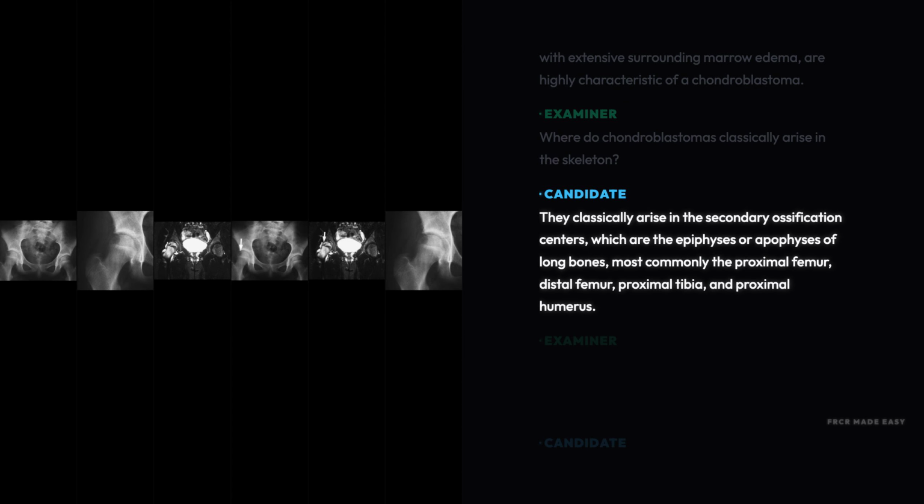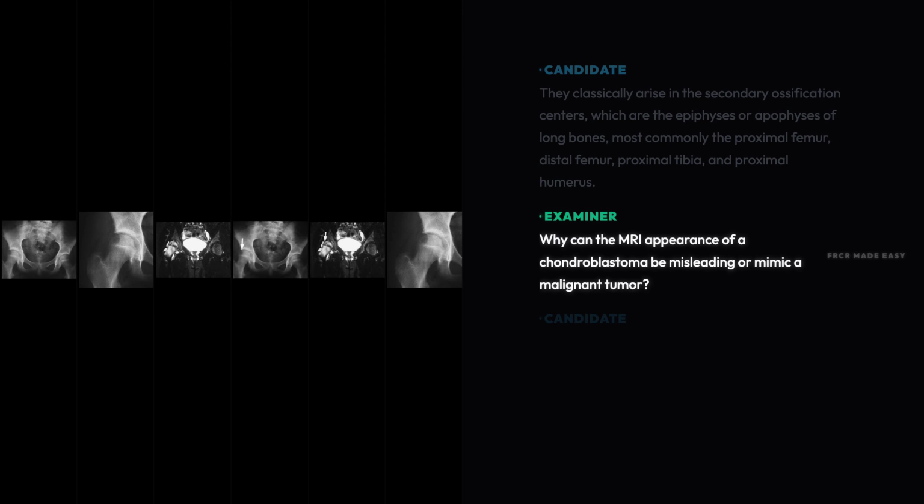They classically arise in the secondary ossification centers, which are the epiphyses or apophyses of long bones, most commonly the proximal femur, distal femur, proximal tibia, and proximal humerus. Why can the magnetic resonance imaging appearance of a chondroblastoma be misleading or mimic a malignant tumor?